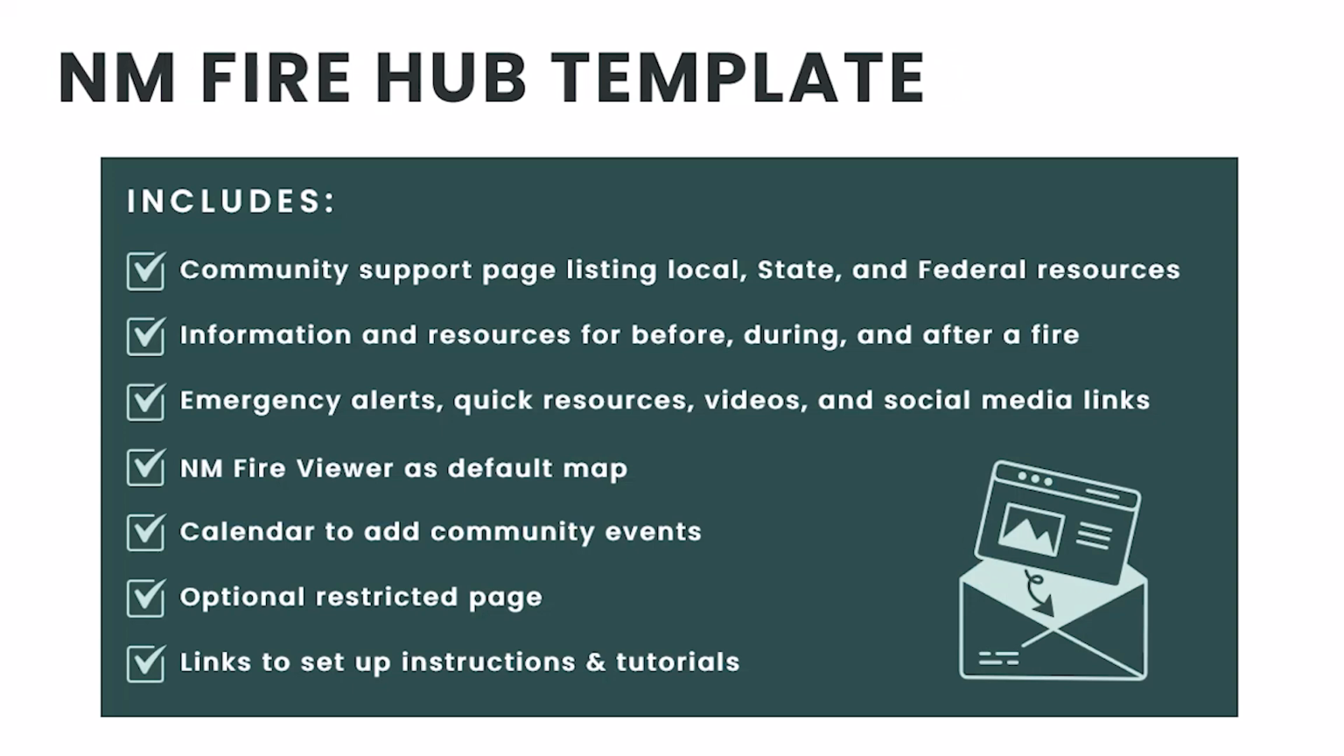What does the New Mexico Fire Hub template that we are providing include? It includes a community support page listing local, state, and federal resources, information and resources pages for before, during, and after a fire, emergency alerts, quick resources, videos, and social media links. The New Mexico Fire Viewer is embedded as a default map. There is a calendar that can be used to add community events. There's also an optional restricted page if that is needed for your event. And finally, the Hub template package will include links and attachments to setup instructions and tutorials.